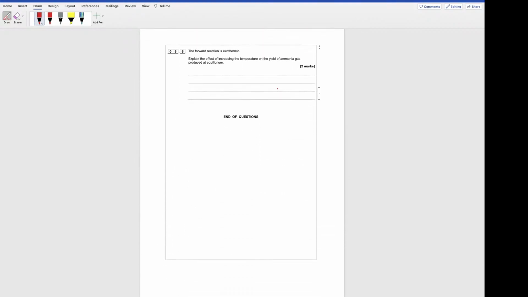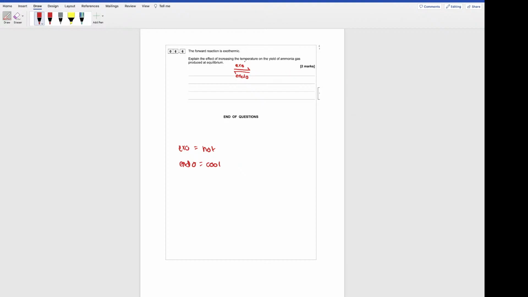Final question says the forward reaction is exothermic. So in that reaction we just looked at, the forward reaction is exothermic. That means that the reverse reaction will be endothermic. Explain the effect of increasing the temperature on the yield of ammonia gas produced at equilibrium. Well, we need to know what exo and endo mean. Exo means to give out heat energy and it will start to feel hot. Okay? Endo means heat energy is taken in from the surroundings and it will feel cool.